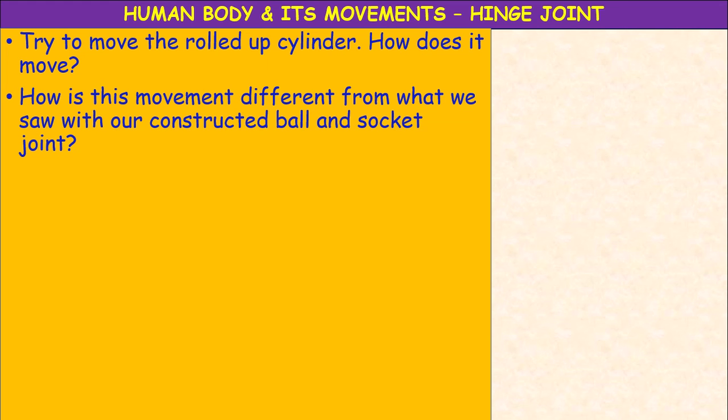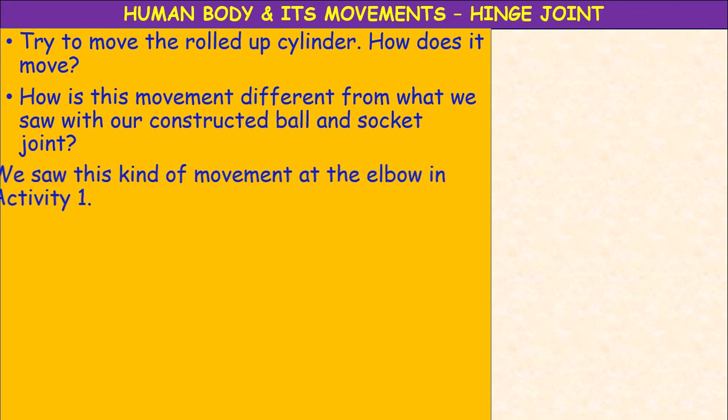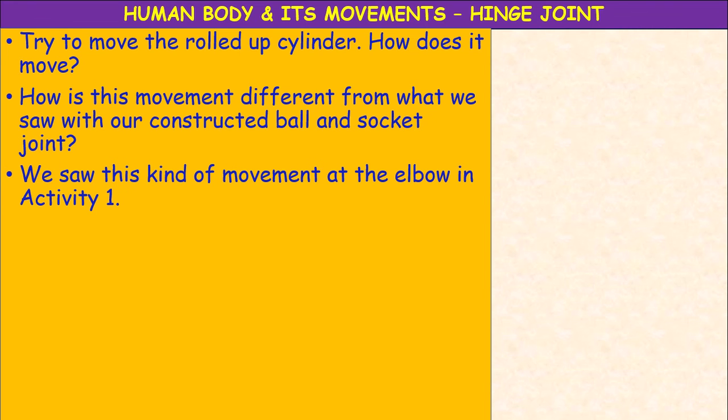How is this movement different from what we saw with the ball and socket joint? In a ball and socket joint, the movement is in all directions, but here the movement is only back and forth, one direction only. We saw this kind of movement at the elbow.